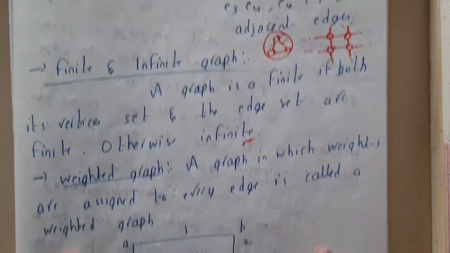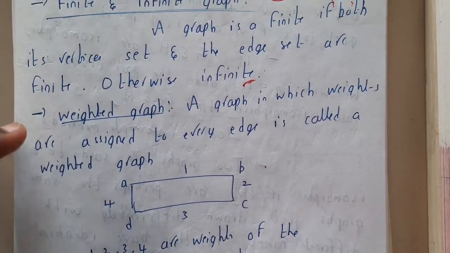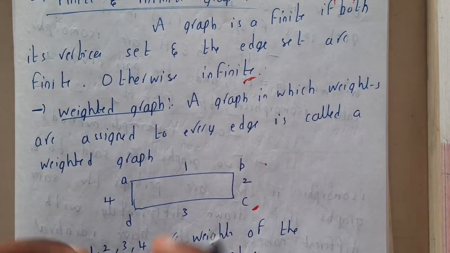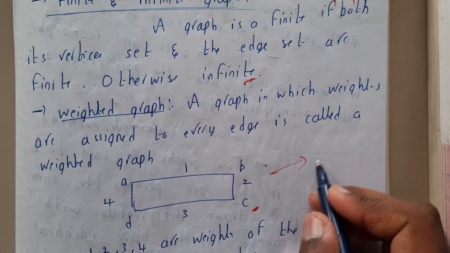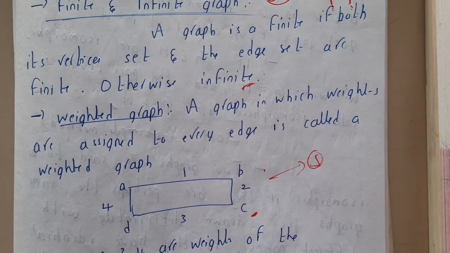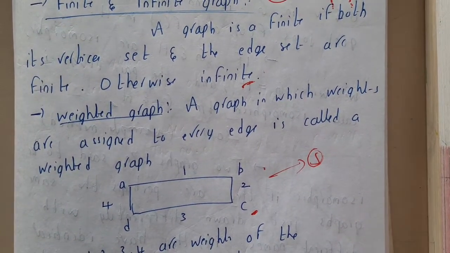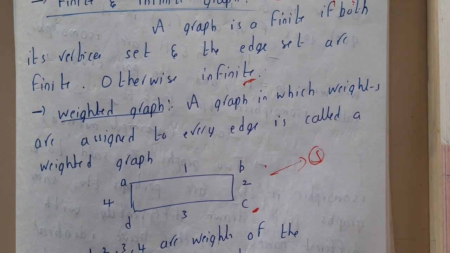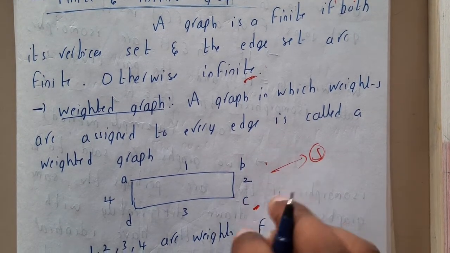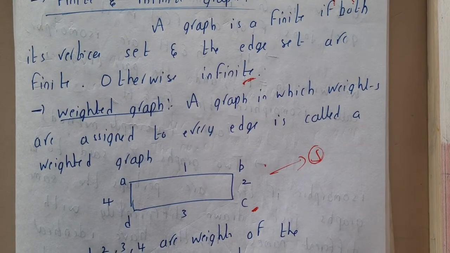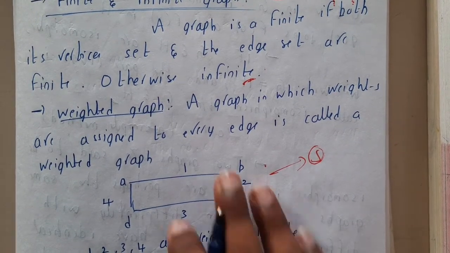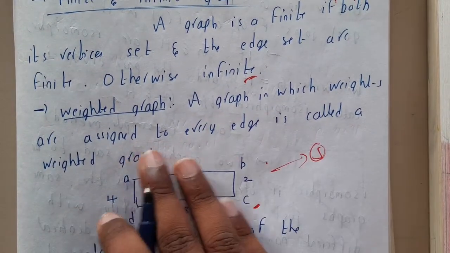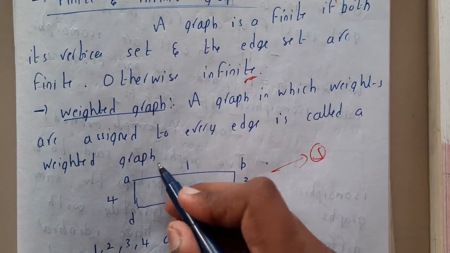Okay, so now let us go through weighted graphs. Guys, please make sure that you have an idea about weighted graphs, because whenever you try to solve problems in graph theory like shortest path, or Dijkstra's algorithm, or Kruskal's and Prim's algorithms, you need to have a clear idea about weighted graphs, because this is just a basic thing. So a graph in which weights are assigned to every edge is called a weighted graph.